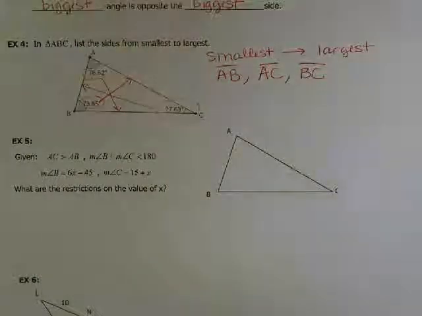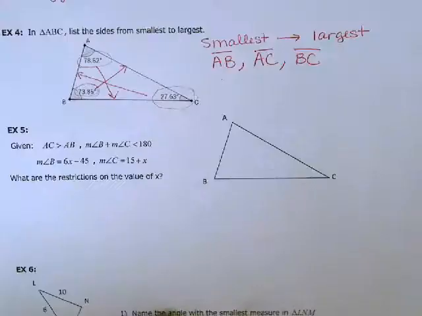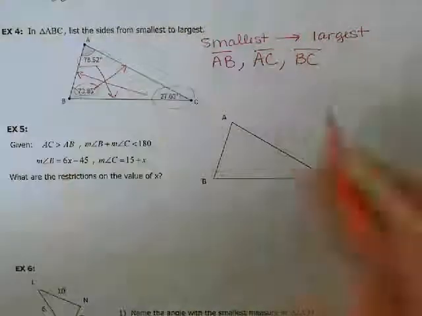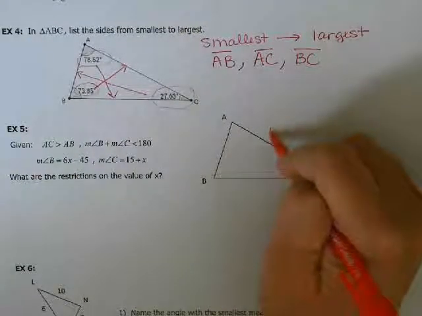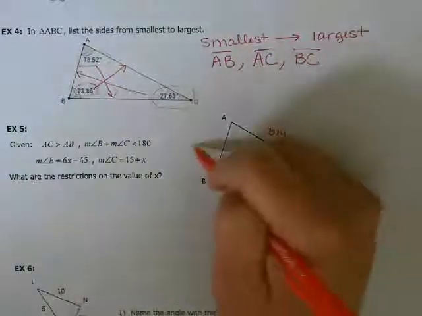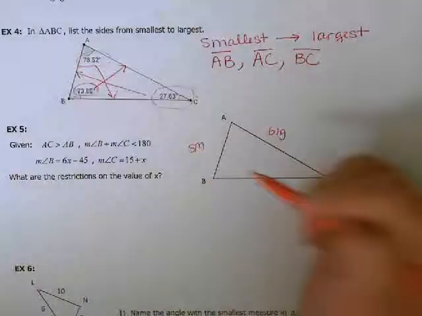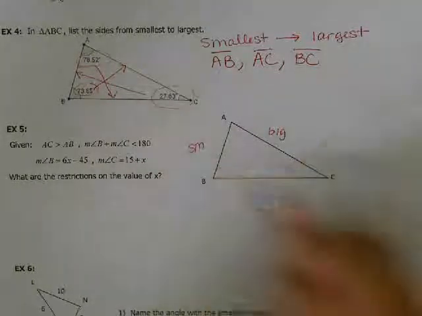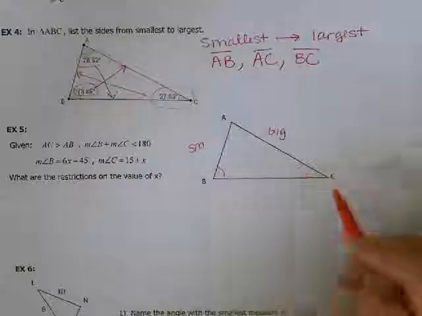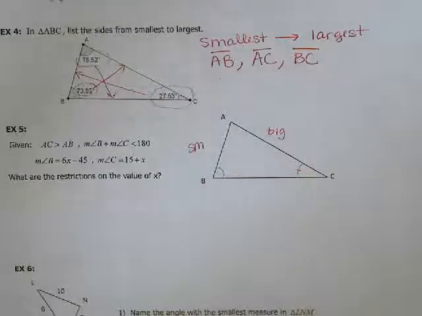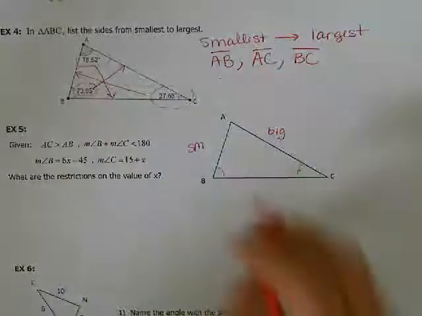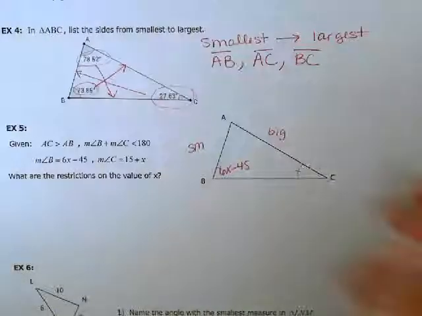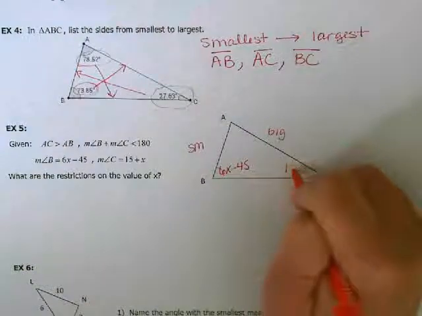So now we're going to do a restrictions problem. So we know that AC is bigger than AB. So that means that this side is the big side and this side is the small side. And then I know that the measure of angle B plus the measure of angle C needs to be less than 180. And I know that angle B is 6x minus 45 and that angle C is 15 plus x.